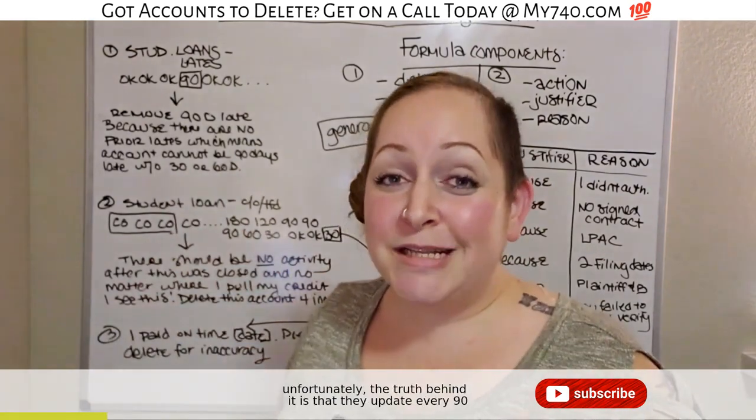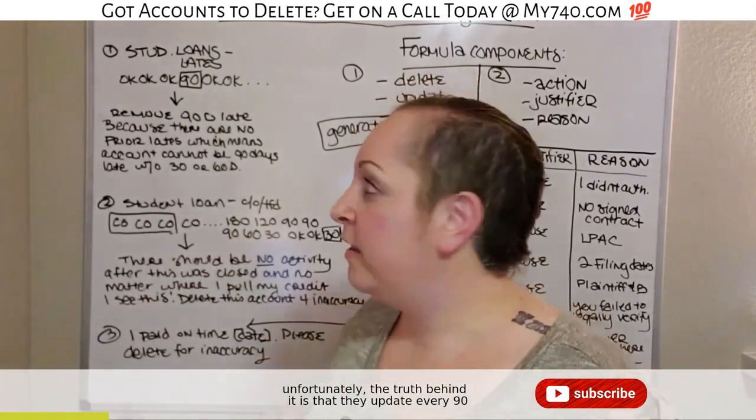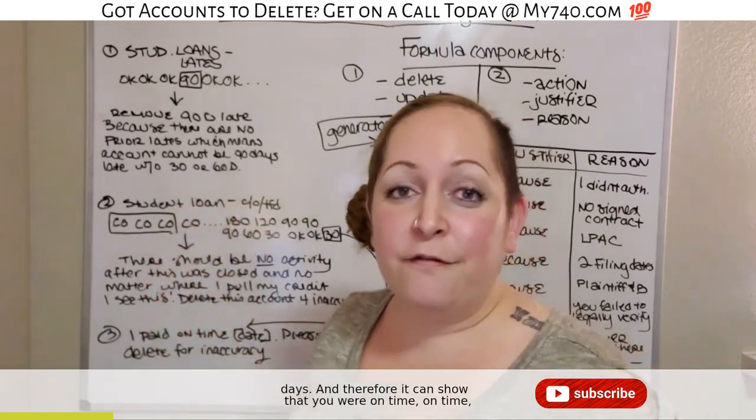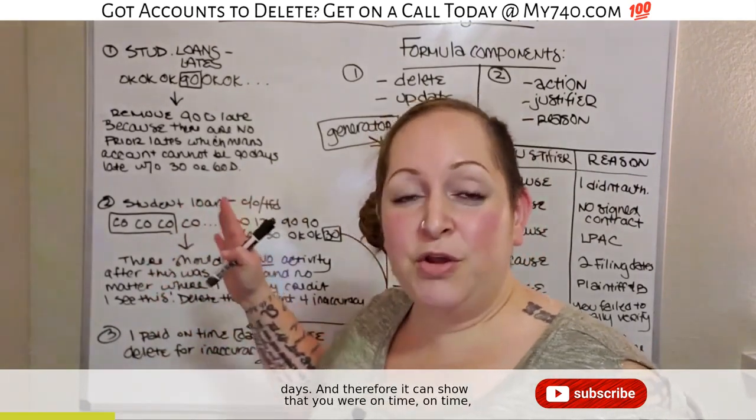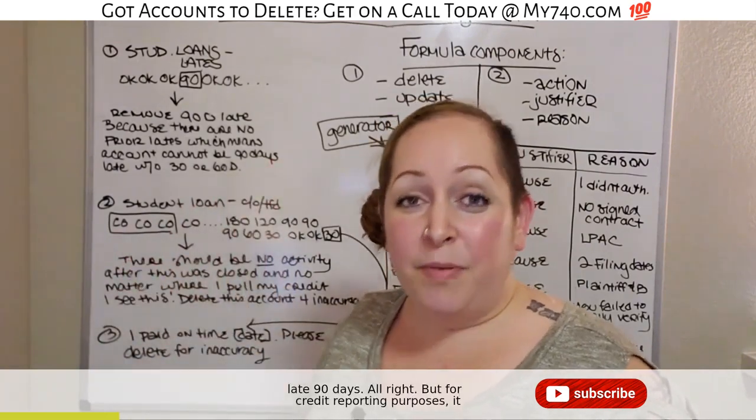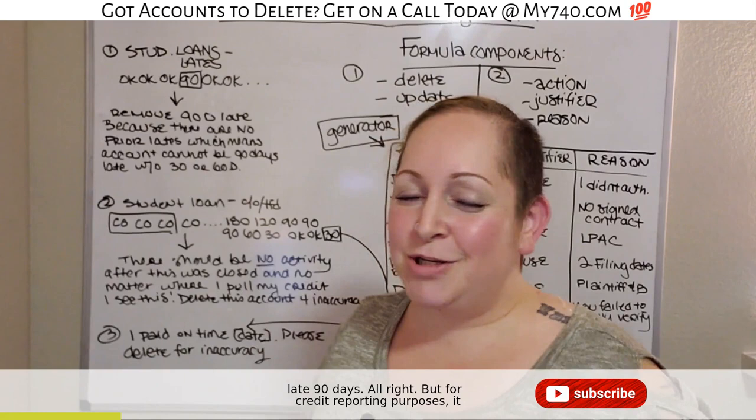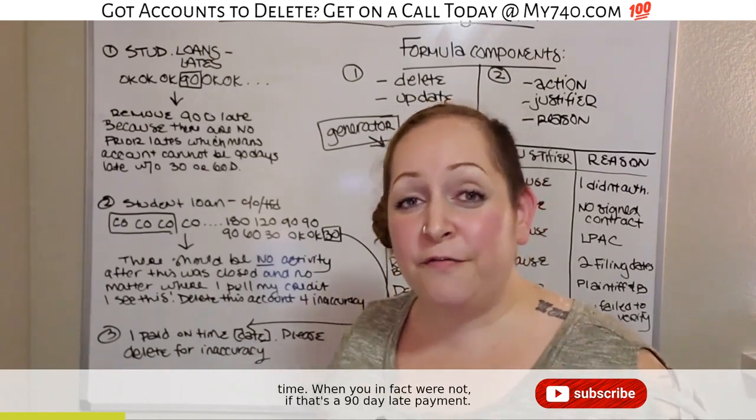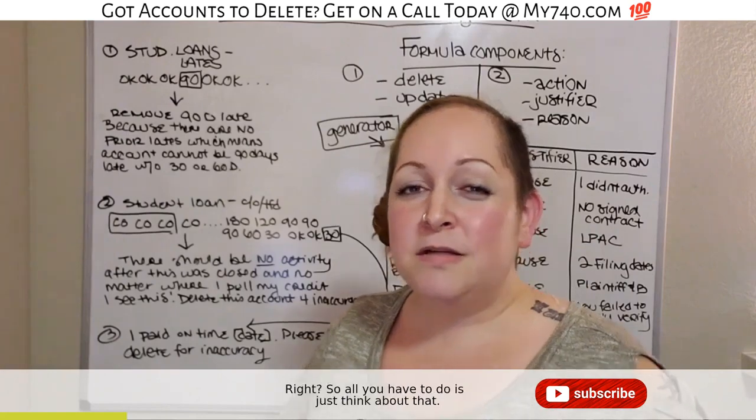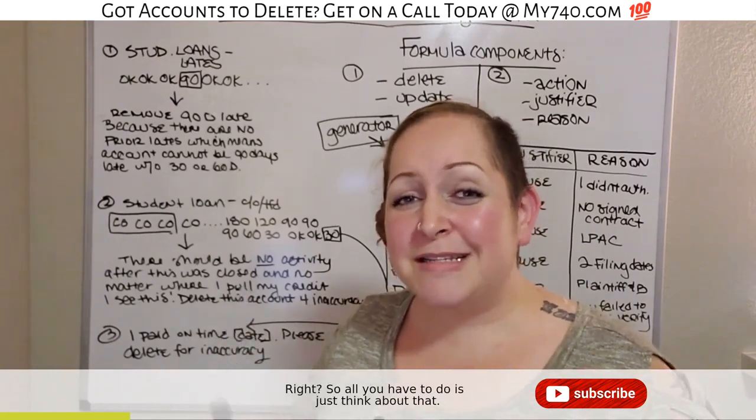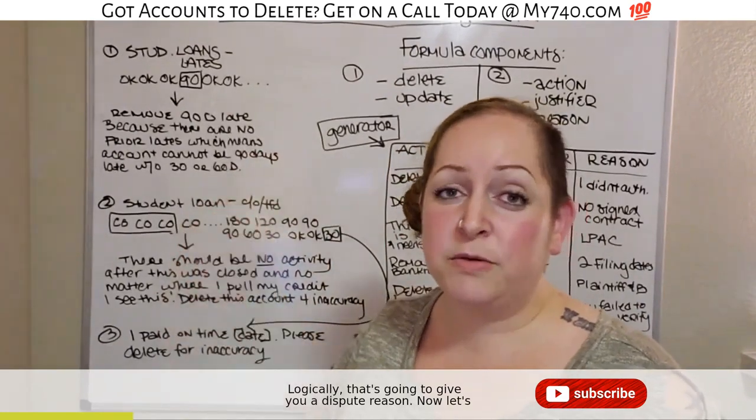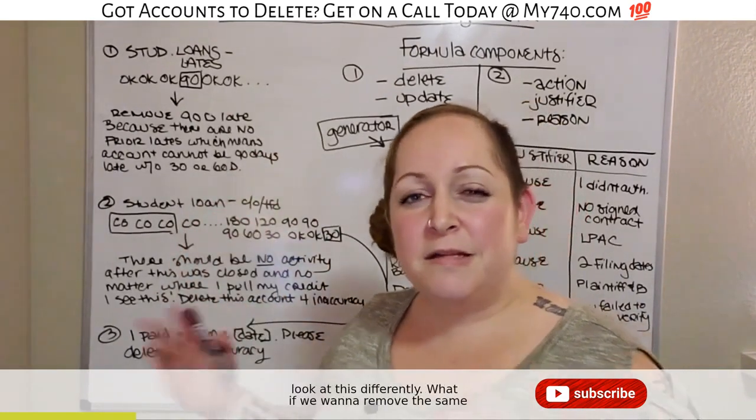Now, unfortunately, the truth behind it is that they update every 90 days, and therefore it can show that you were on time, late 90 days. All right, but for credit reporting purposes, it just doesn't work out because it shows that you were paid on time when you in fact were not, if that's a 90-day late payment, all right? So all you have to do is just think about that logically, and it's going to give you a dispute reason. Now, let's look at this differently.